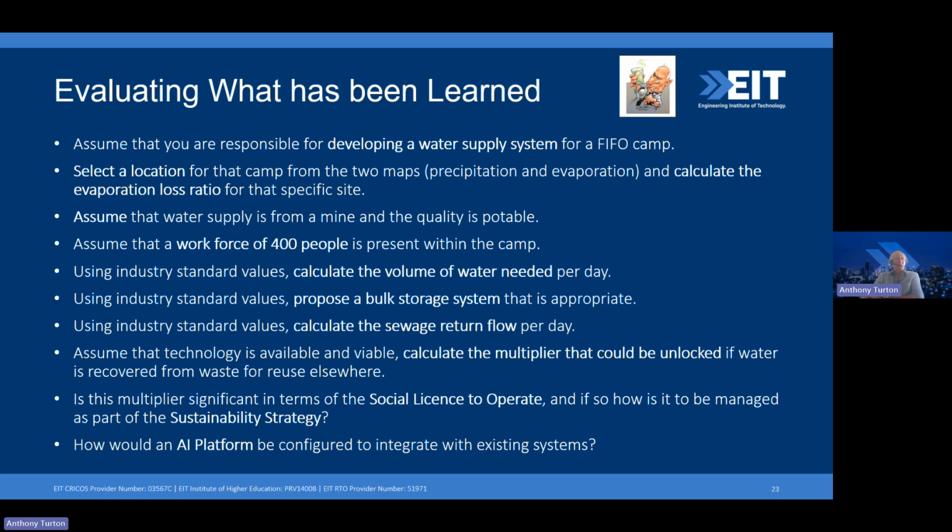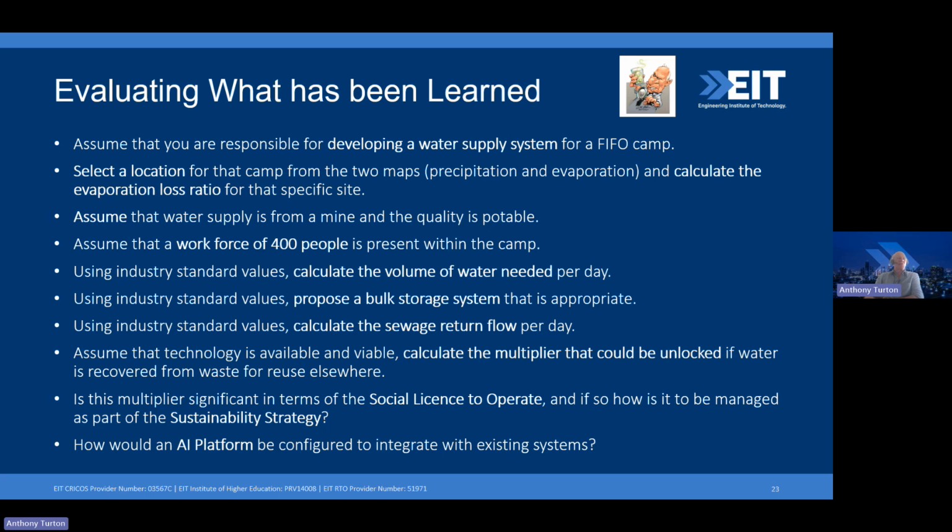Most of Australia's mines are FIFO run. So in other words, people fly in for a determined period of time, a week, 10 days, whatever, a cycle, and then they fly back home again. So think of this water supply system for a FIFO camp. Select a location for that camp from the two maps that I've shown you early on that give you the precipitation and evaporation numbers, the ISO heights and ISO breadth numbers, and calculate the evaporative loss for your specific site, whatever site you choose. Assume that water supply is from a mine.